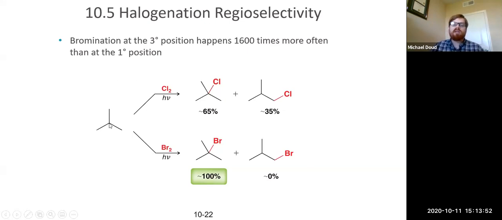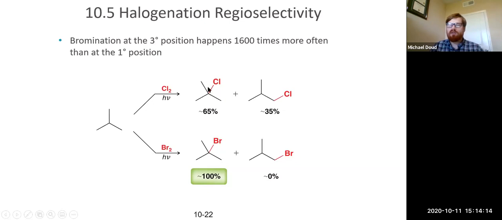This 2-methylpropane contains a carbon-hydrogen bond on a tertiary carbon. Well, tertiary radicals are the most stable of the non-resonance stabilized radicals. So that means that bromination is essentially 100% at the tertiary radical site. You get almost none of the primary carbon radical.